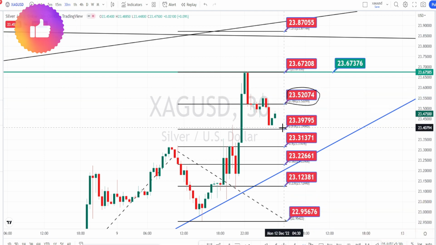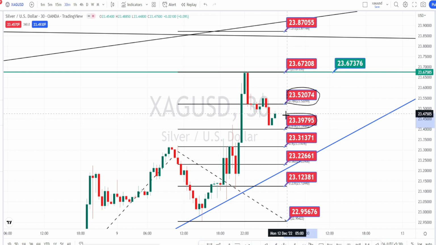Next level of support is going to be around 23.39, 23.31 and 23.22. Once the price action breaks its support level of 23.22, it will be the bearish side trend reversal in 30 minutes time frame, and next level of support is going to be around 23.12 and 23.95.